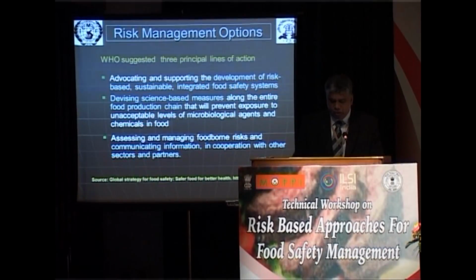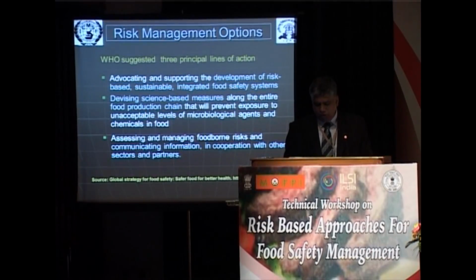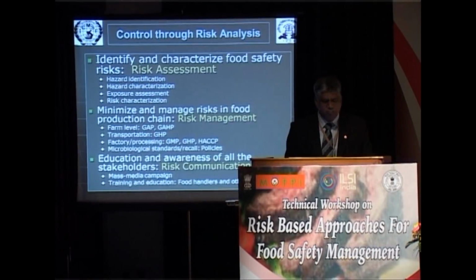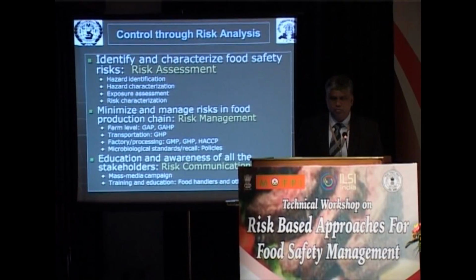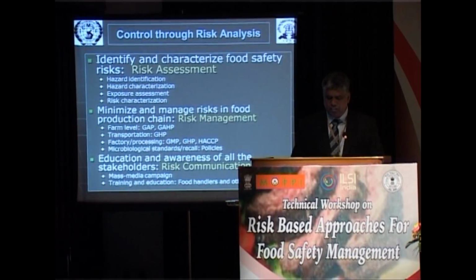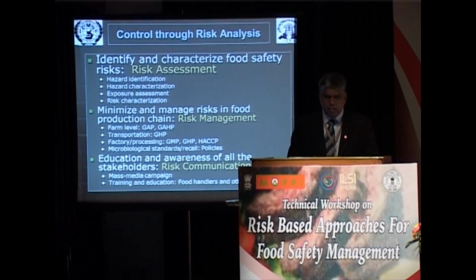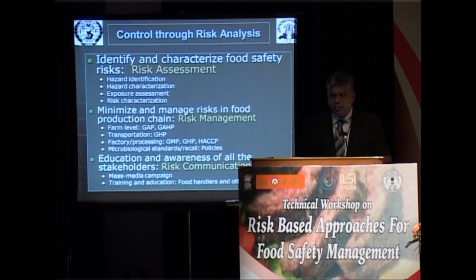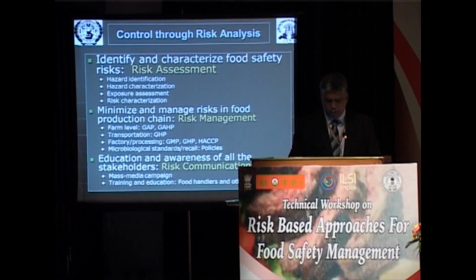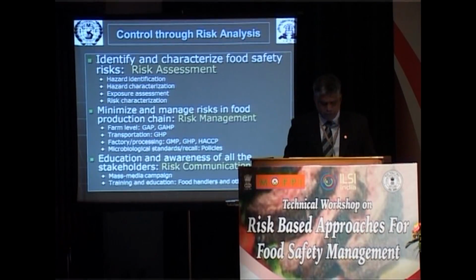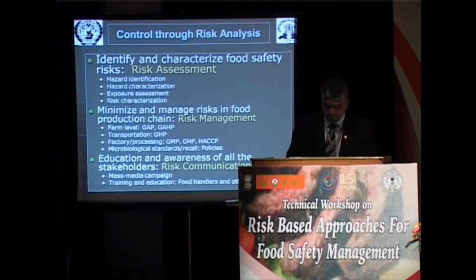Then we should communicate the risk and take cooperation from all the stakeholders, for which this risk analysis based approach is one of the most important, that is, to identify and characterize food safety risk with different steps. We can minimize and manage these microbial risks in the food production chain, with risk management at different levels, farm, transportation, and all other levels, and educate and create awareness among all stakeholders with risk communication, different kinds of educational programs, mass media campaigns, and all those things.